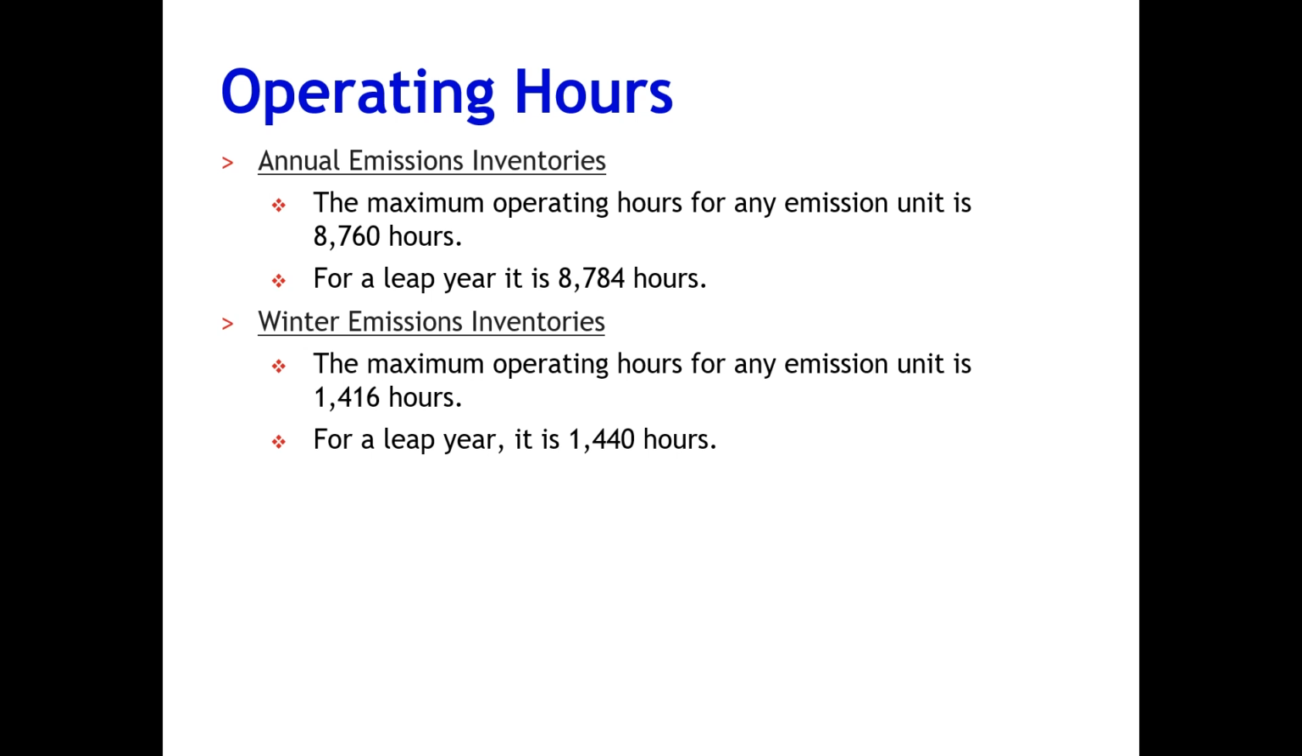Operating hours. For the annual emissions inventory, the maximum operating hours for any emission unit is 8,760 hours. For a leap year, it's 8,784 hours. For the winter emissions inventory, the maximum operating hours for any emission unit is 1,416 hours. And for a leap year, it's 1,440 hours. So for any given report, the hours of operation cannot exceed the numbers listed here.